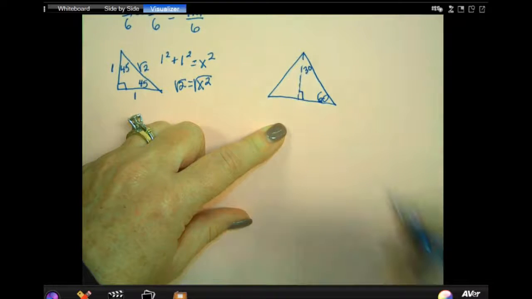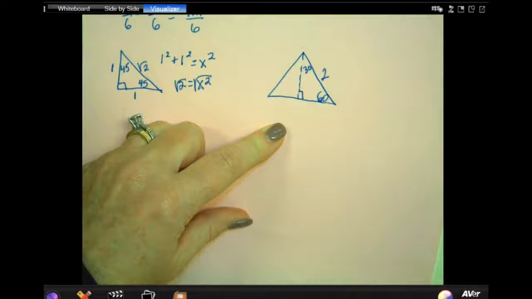I'm going to make the hypotenuse 2. Bless you. I just picked 2. And you like 2, so we're going with 2.